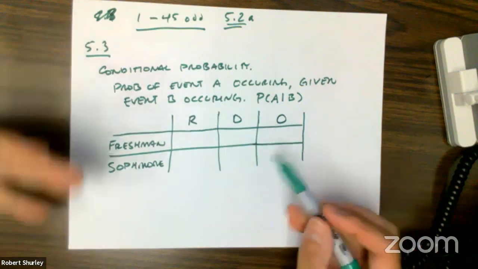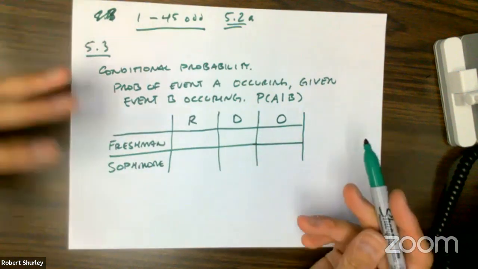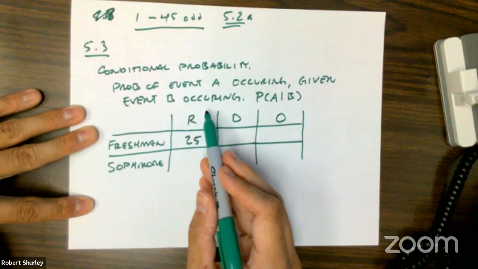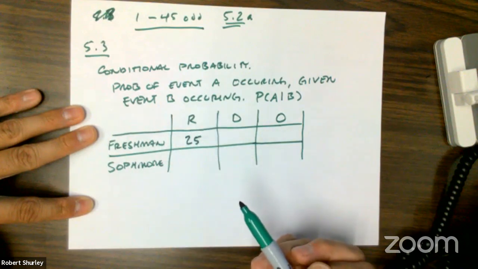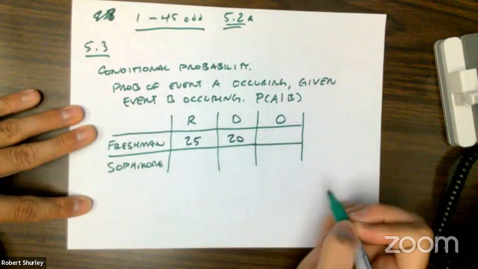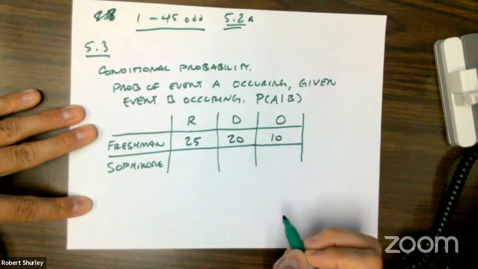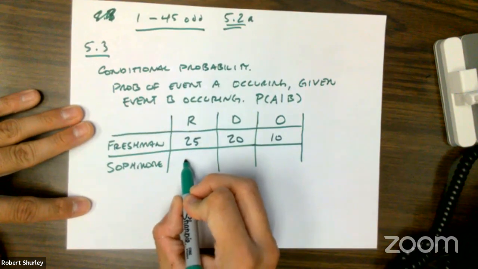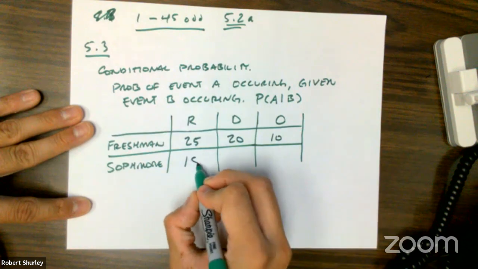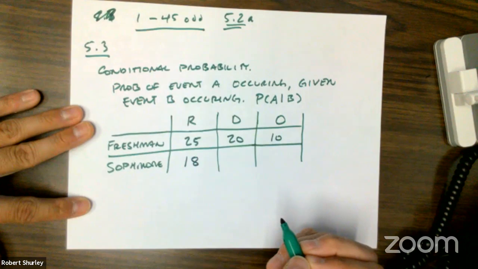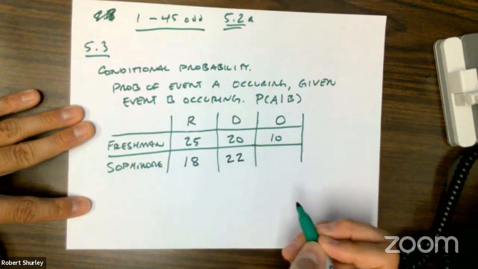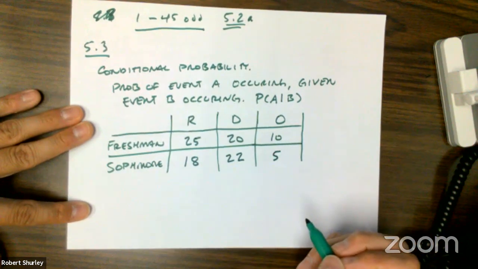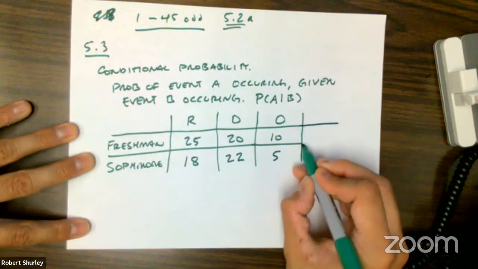I'm making this up, of course, off the top of my head. So we poll so many people, and it turns out that there's 25 freshmen that say they're going to vote Republican, 20 that say they're going to vote Democrat, and 10 that say they're going to vote other. Sophomores, let's say 18 say they're going to vote Republican, 22 say they're going to vote Democrat, and 5 said they're going to vote other. Okay, so we've got this group. Now I'm going to extend this out just to look at totals from each group.